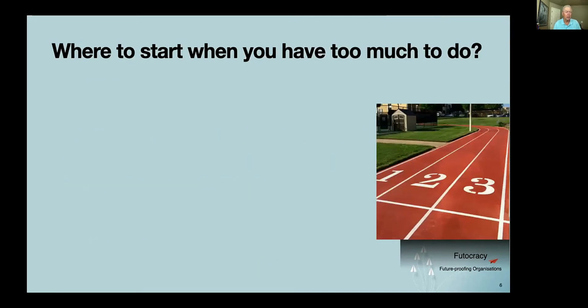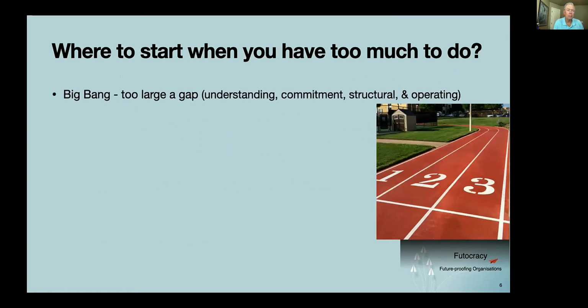The key then is where do you start when you have too much to do? One approach that is often used is the Big Bang. You try to do everything. While this is possible in a small startup organization, or when the company is in a near-death situation and a crisis is realized by everybody, for the most part this is much too large to do at one time. There are too many moving parts, too many vested interests across the organization, and it really requires a commitment that is very difficult to make, even with top-level active support.